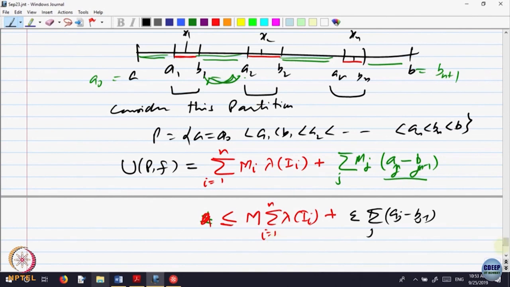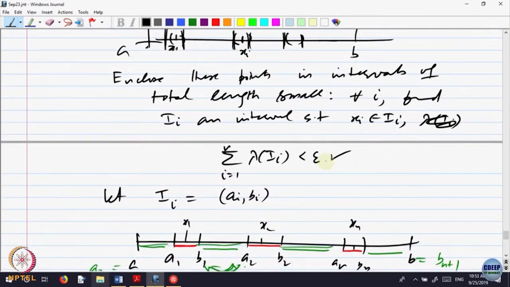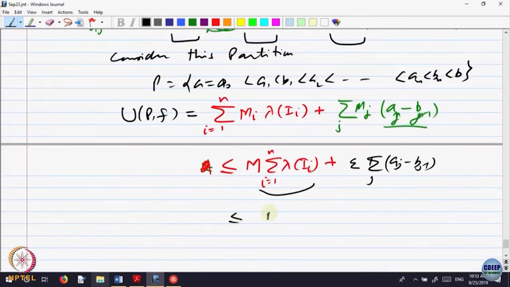And this length, this one, we have seen, is the way we found these intervals, less than epsilon. So, let me put that as epsilon. So, it is less than or equal to M times epsilon plus epsilon times the sum, call it M1. See, this is a constant, okay.